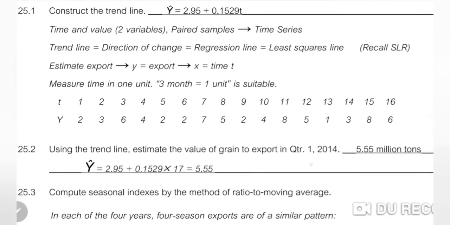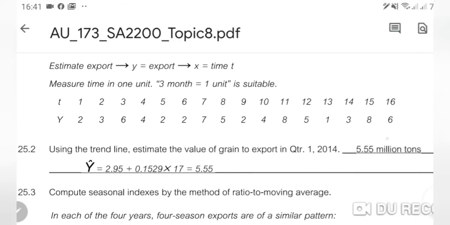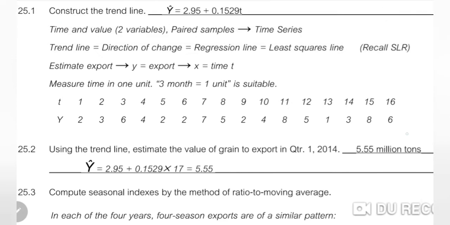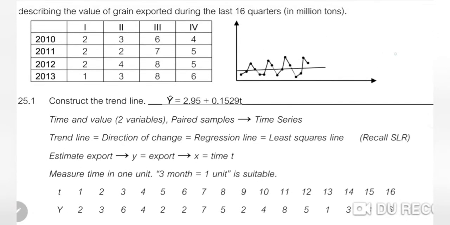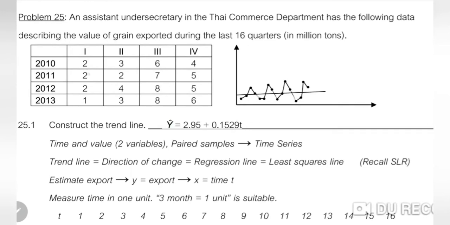About seasonal indices. Check this prediction: 5.55 million tons. If you look back at the table, in quarter 1, export amounts are only 2 million, 2 million, 2 million, 1 million. After that, by the regression line estimate, the next year's quarter 1 export will be 5.55 million tons. This is normally impossible.